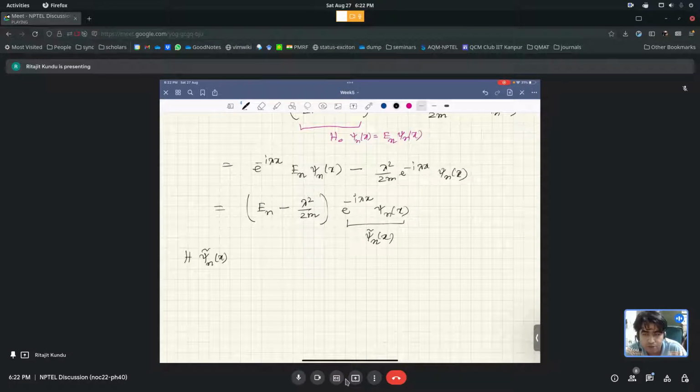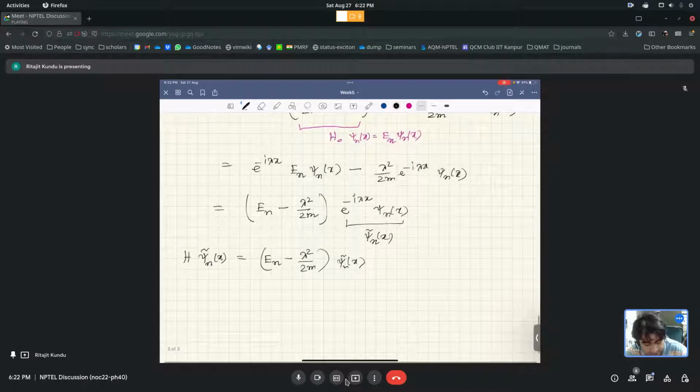So we acted our Hamiltonian on this psi n tilde, and we found that this gives me an eigenvalue equation. But the eigenvalues, because of the perturbation, get changed, and our En prime becomes En minus lambda squared over 2m, and our psi n tilde of x becomes e to the power minus i lambda x times psi n of x.